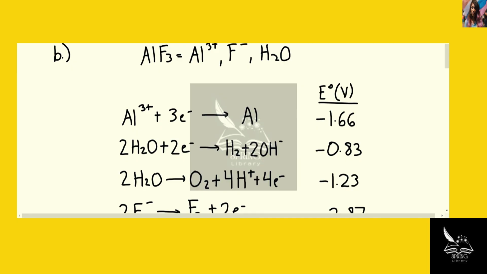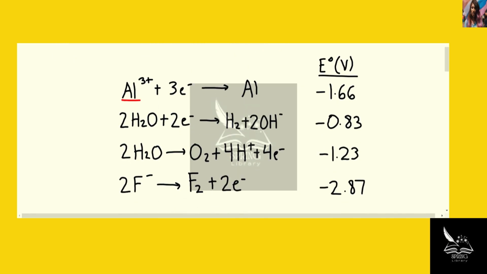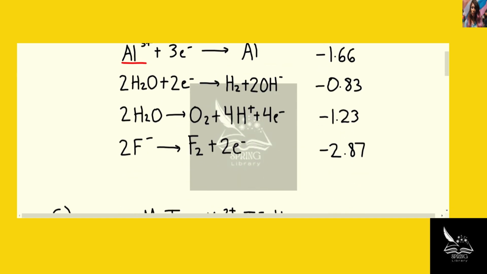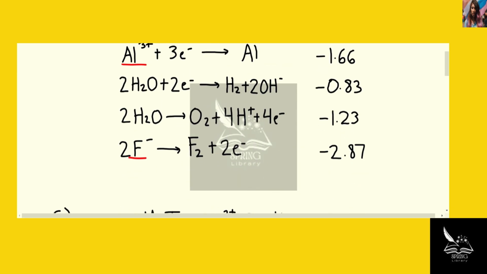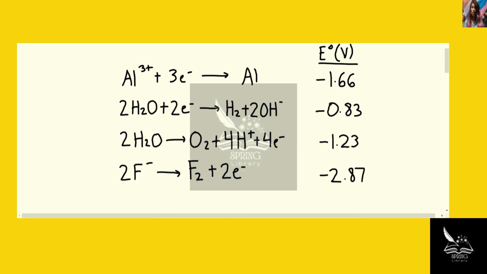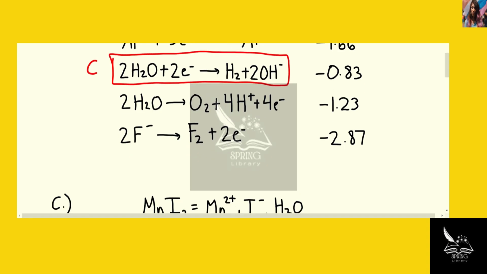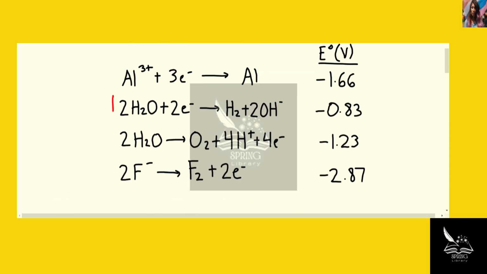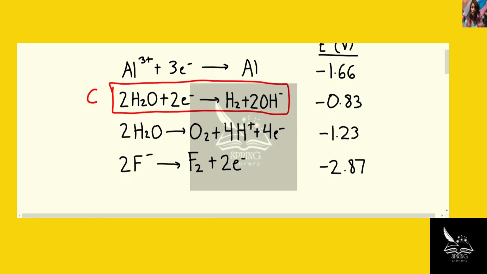So we use that same logic to work through the other parts of this problem. Part B, the aqueous compound we have is AlF3. That means we have Al3+, which will be reduced, and we have F- ions, which will be oxidized. And again, water can either be reduced or oxidized. Examining those first two half reactions, which are the two possible reductions that can occur, we see that the reduction of water has a greater standard reduction potential than the reduction of Al3+. So it has a higher potential to be reduced, and so it will be reduced. This is the reaction that will take place in the cathode and undergo reduction.